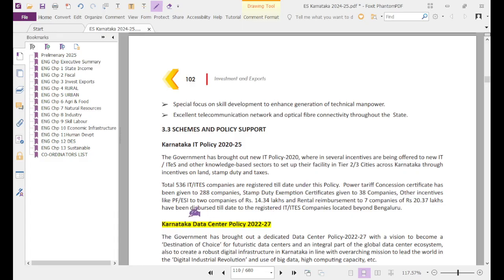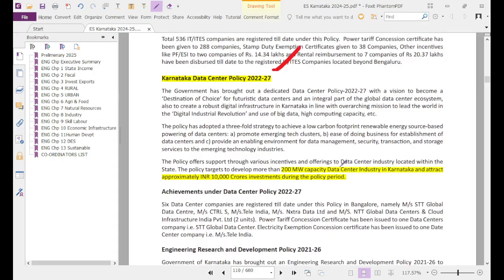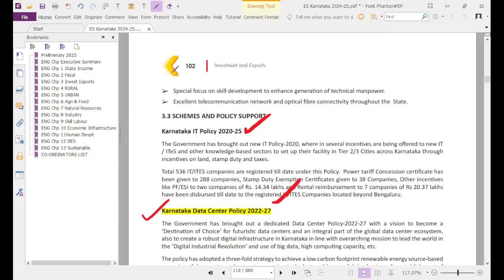We discussed the Karnataka data center policy and the Karnataka IT policy. These policies you should quote, they're very important. Within the data center policy, Karnataka wants to establish 200 megawatt capacity of data center industry, which is important. This will attract around 10,000 crores of investment. Very, very important. You can quote it wherever you are quoting Karnataka data center and IT related stuff. We also talked about the Nipuna initiative, which you can quote for skilling and the data center and IT policy. Now there is a push to establish IT in tier 2 cities also, like Hubli and Dharwad.